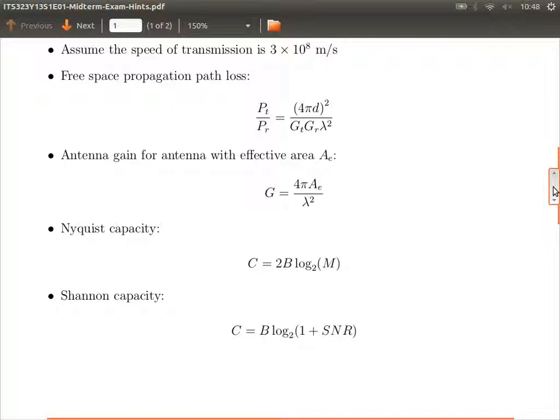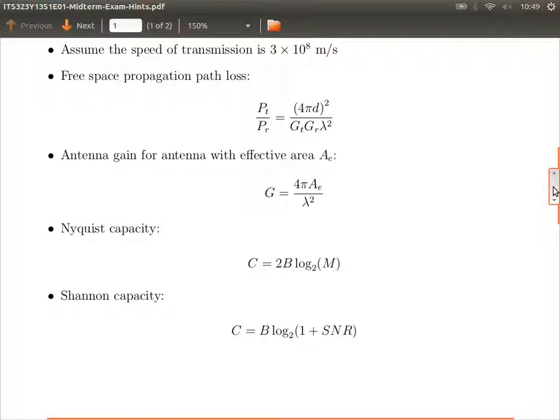What is M? B is bandwidth, C is capacity or maximum data rate, M is number of levels. We'll see in some questions that once you work out the values of these parameters, it's easy to solve for the unknown. But knowing how to apply these equations is the challenge.